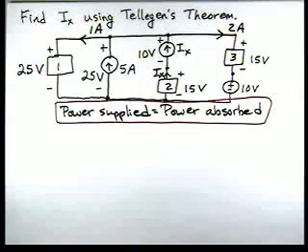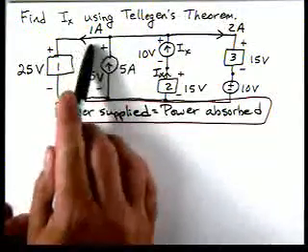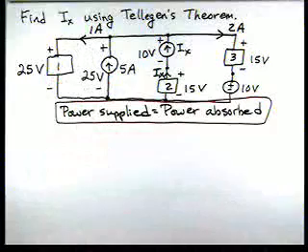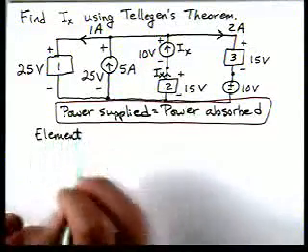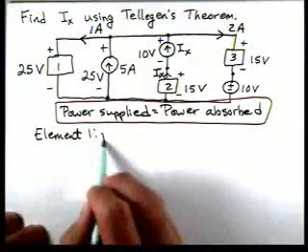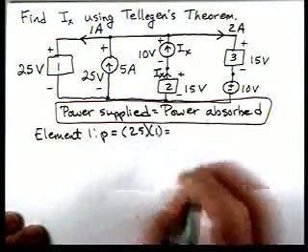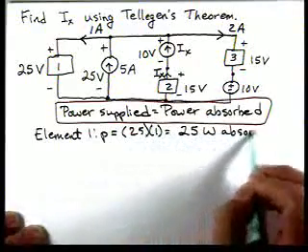So let's look at element 1 over here on the left. Current of 1 amp is flowing this way. It enters a plus, leaves a minus. That satisfies the passive sign convention, so we're going to get power absorbed for that element. So for element 1, P is equal to 25 times 1, or 25 watts absorbed.